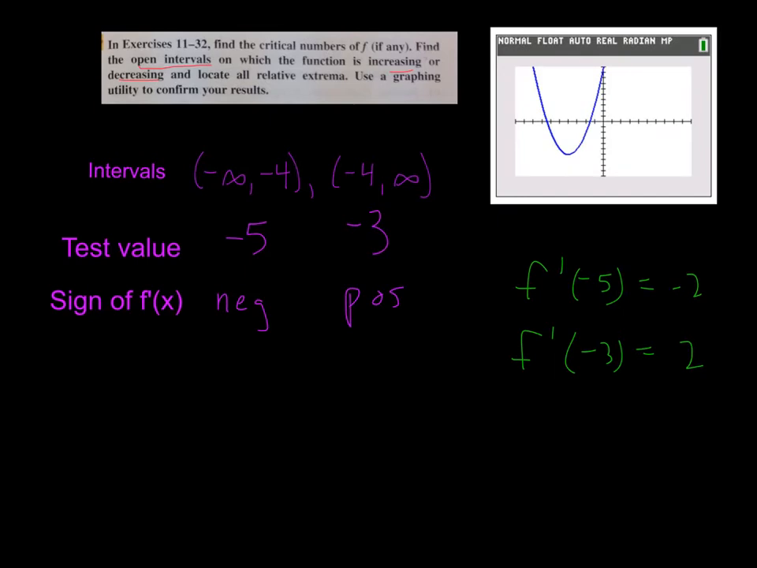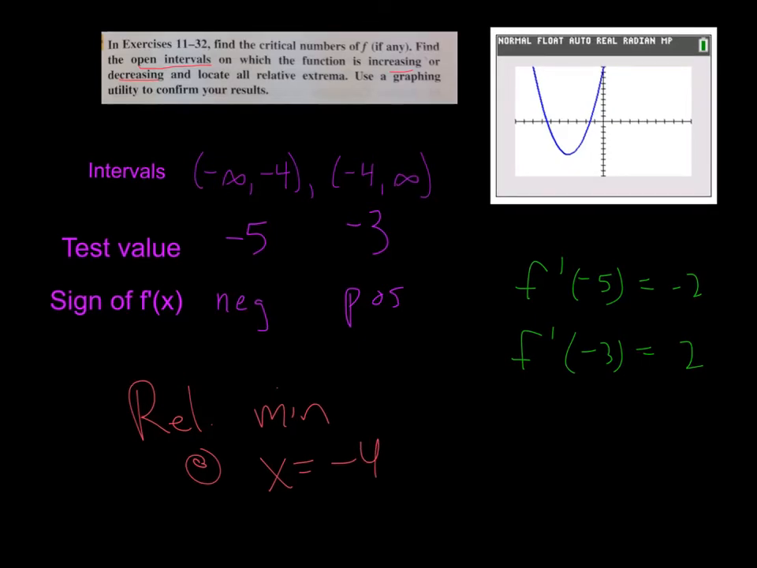That being said, if my derivative has gone from negative to positive, then the function must have made a turn, therefore we have some relative extrema. If we're coming down, down, down, and then going up, then we must have a relative minimum at x equals -4.